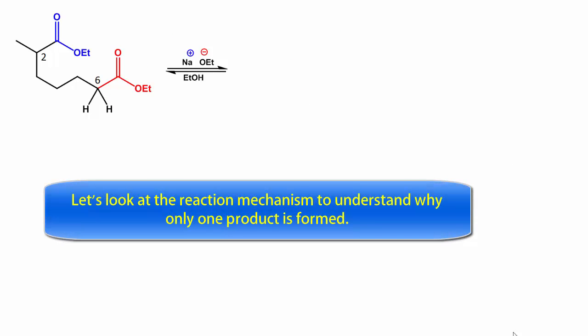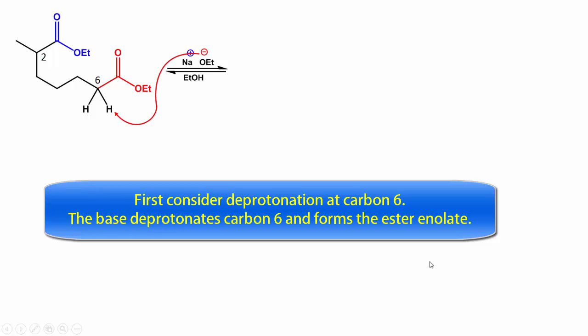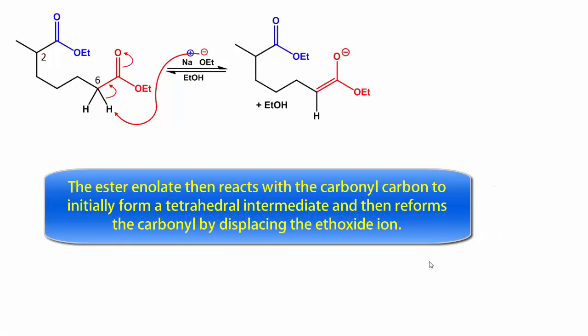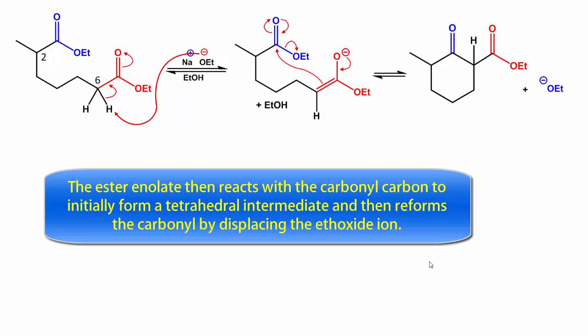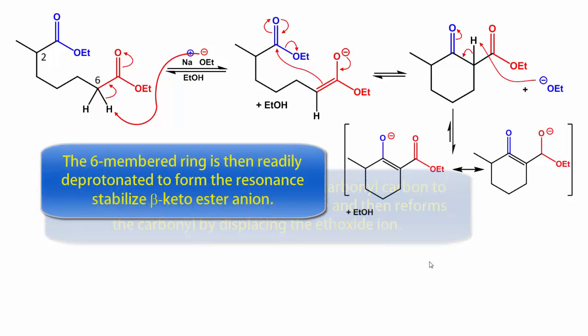Let's look at the mechanism to understand why only one product is formed. First, consider deprotonation at carbon 6. The base deprotonates carbon 6 and forms the ester enolate. The ester enolate then reacts with the carbonyl carbon to initially form a tetrahedral intermediate, and then reforms the carbonyl by displacing the ethoxide ion. The 6-membered ring is then readily deprotonated to form the resonance-stabilized beta-keto ester anion.